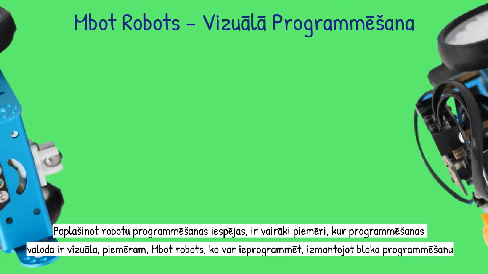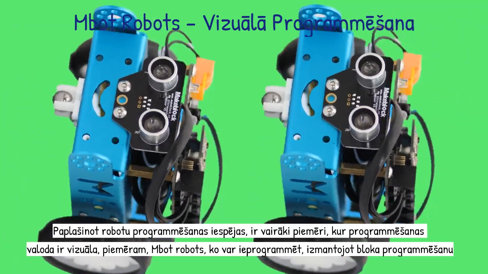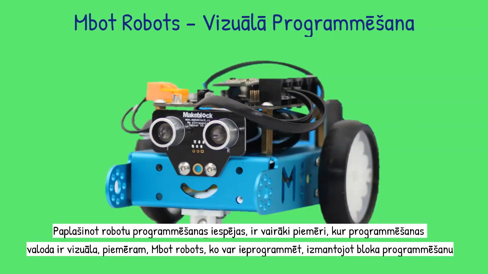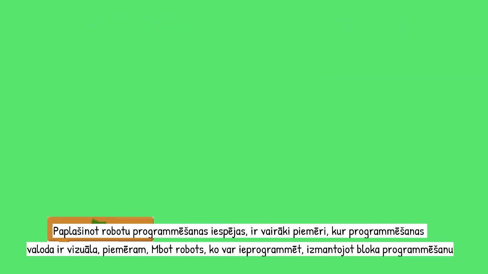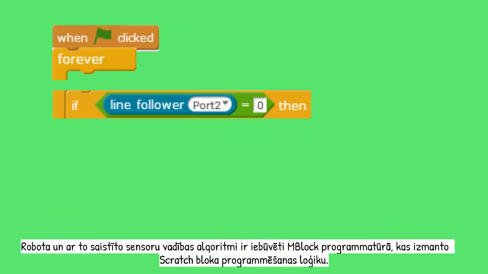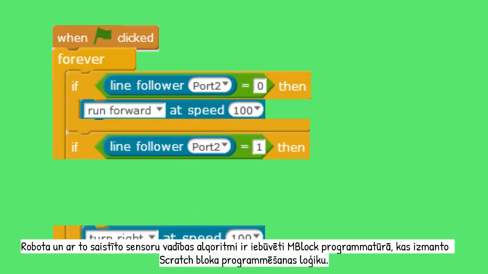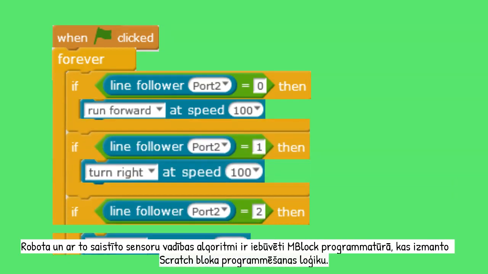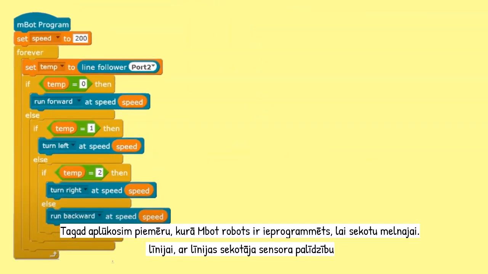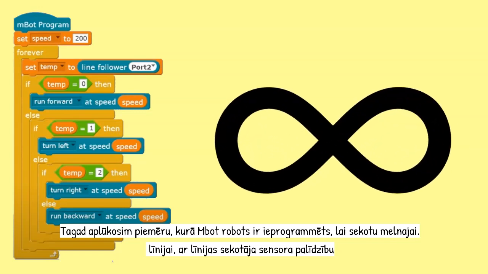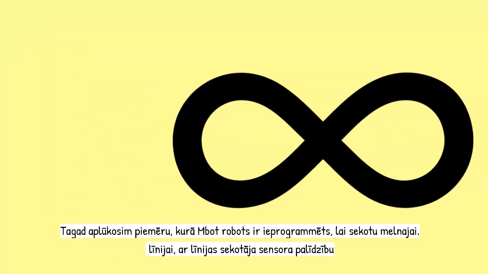Extending the possibilities of robot programming, there are several examples where the programming language is visual, such as the Mbot robot that can be programmed using block programming. The algorithms for controlling the robot and the associated sensors are built in the MBlock software that uses the block programming logic of Scratch. Now, let's see an example in which the Mbot robot is programmed to follow the black line using its line follower sensor.